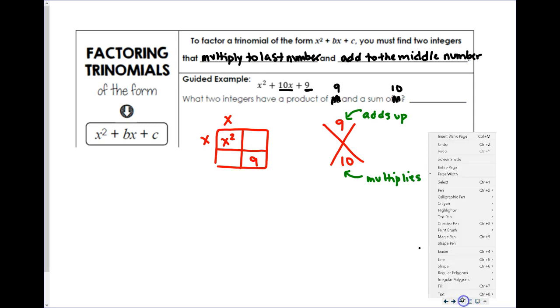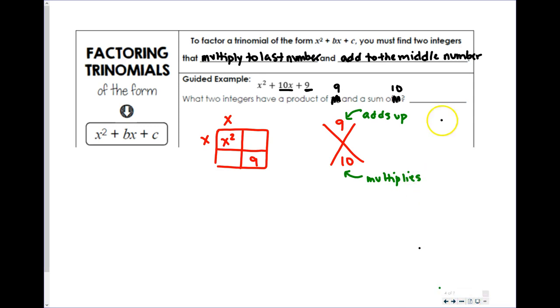One thing that can help you, especially with bigger numbers, is if you're multiplying to 9, write out all your options, right? 1 times 9, I could put a 1 here and a 9 here. That would multiply to 9. I could also put a 3 here and a 3 here, and that would multiply to 9. So both of those options work with the 9. But now I've got to figure out which two also add up to 10, and I can see that right here. 1 times 9 is 9, 1 plus 9 is 10. So I put the 1 here and the 9 here, and I fill out my model.